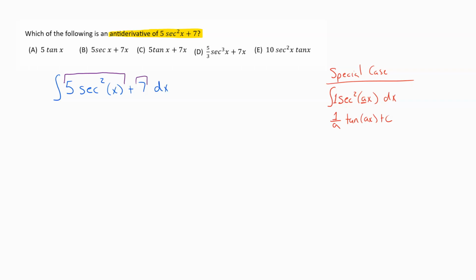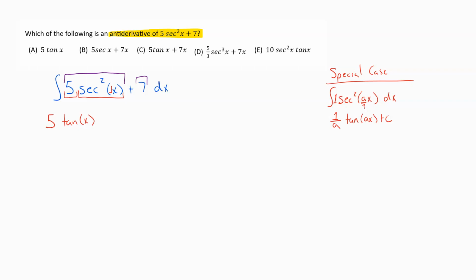That's where this 1 right here comes from. So our number up in front is a 5, so that constant's going to come along for the ride. And then secant squared x, we don't have an a on this one, so technically it's 1, but we don't need to write divided by 1. So this actually just comes back to being the tangent of x.